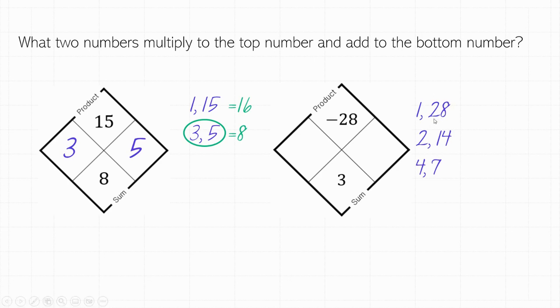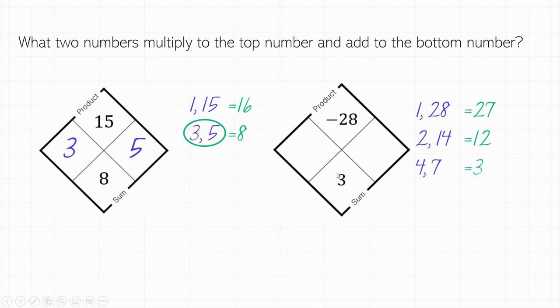Now let's look at the sum of each of these pairs. Okay, actually, since it's a negative 28, we're going to look at the difference, because we know that the numbers are going to have different signs. When you're adding numbers with different signs, you're really taking their difference. So 28 minus 1 is 27. 14 minus 2 is 12. 7 minus 4 is 3.